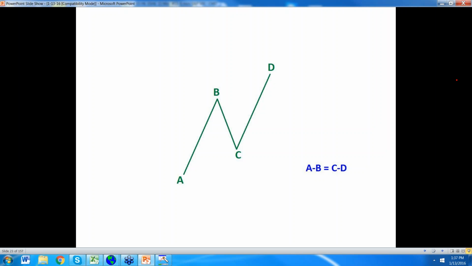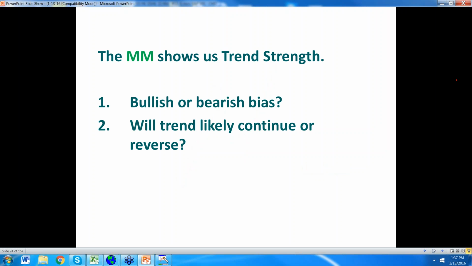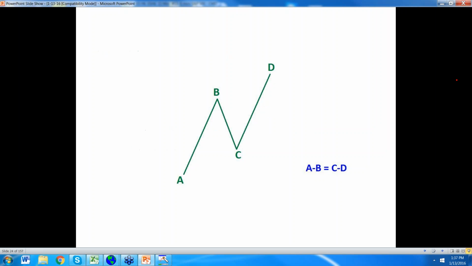Now, it is said that AB equals CD. It doesn't always equal AB equals CD. Now, the measured move shows us trend strength. Number one, it shows us whether it's bullish or bearish bias, of course. And because it shows us trend strength, we can answer this question: will the trend likely continue or reverse?